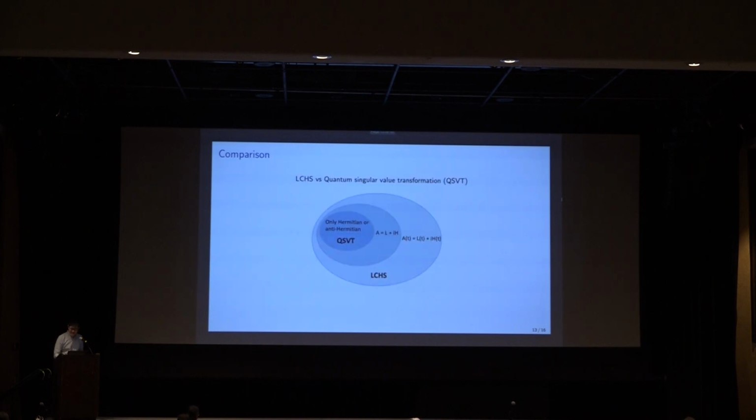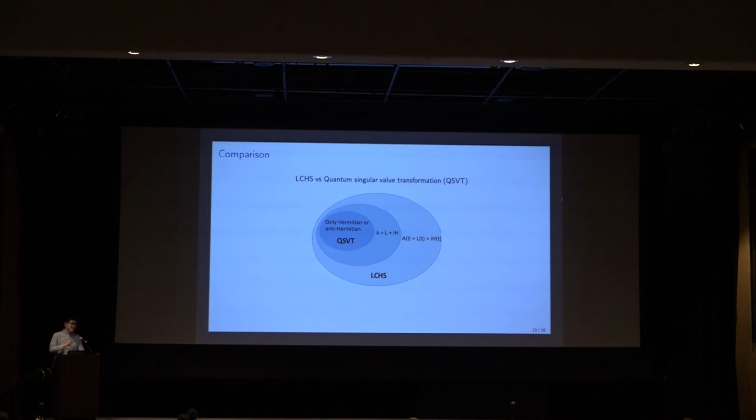Okay, so the last thing that I want to discuss is the comparison between our algorithm and existing algorithms. I want to make two comparisons. The first comparison is with the quantum singular value transformation. You may have heard about that. This is a very powerful technique for performing matrix function transformation. Basically, it performs some transform on the singular values of the matrix.